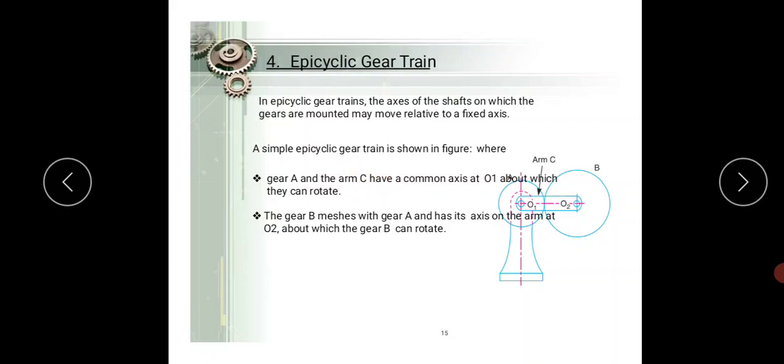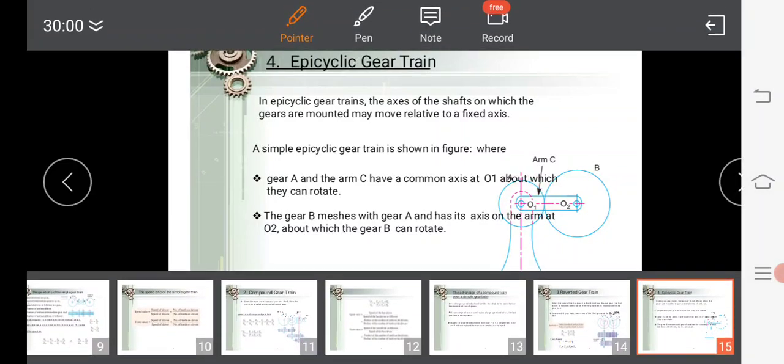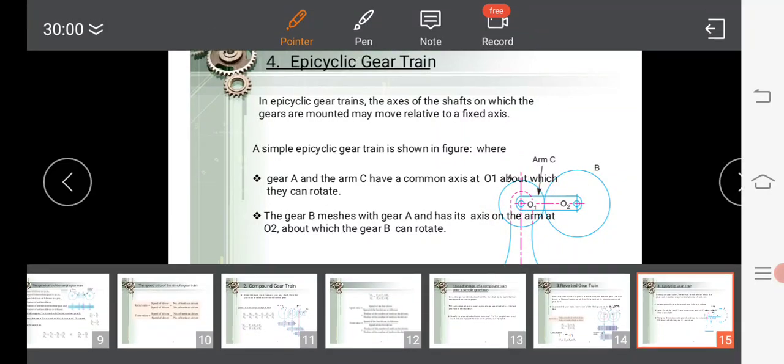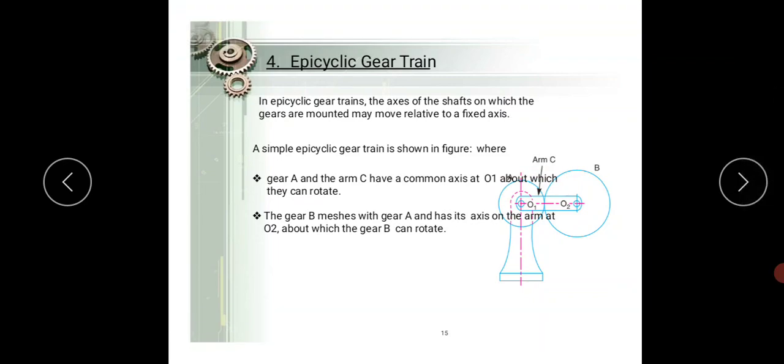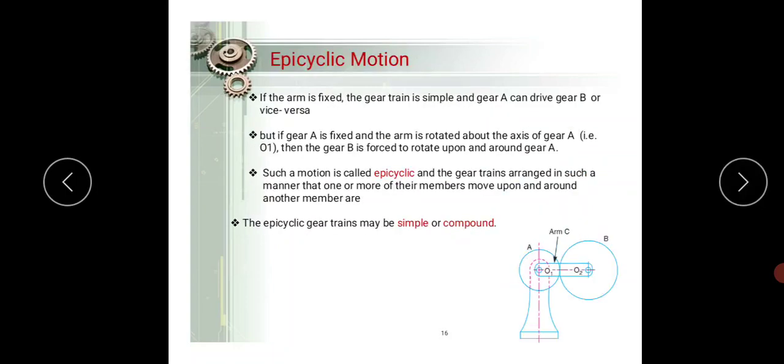We can rotate gear A about O1, and the arm can also rotate about O1. The gear B meshes with gear A, and it is mounted on the axis of the arm at O2, about which gear B can be rotated. Gear B can be rotated about O2 as well as with the arm.